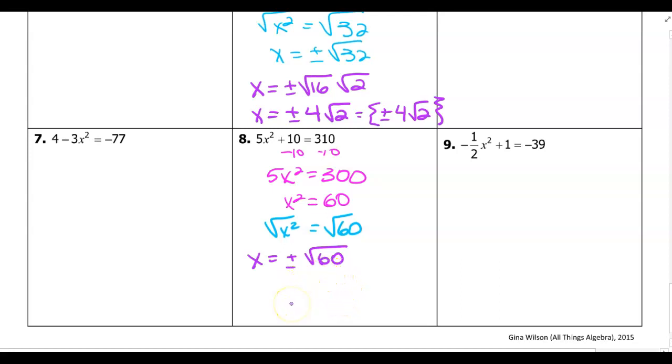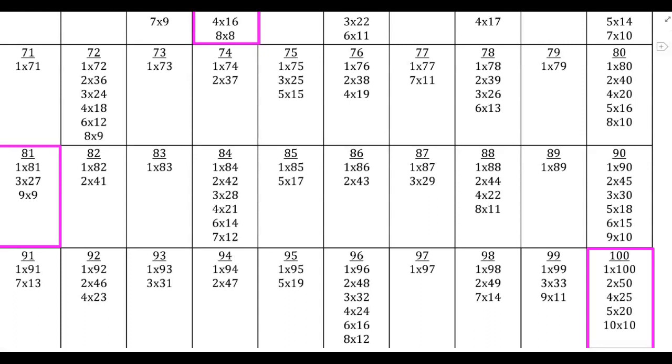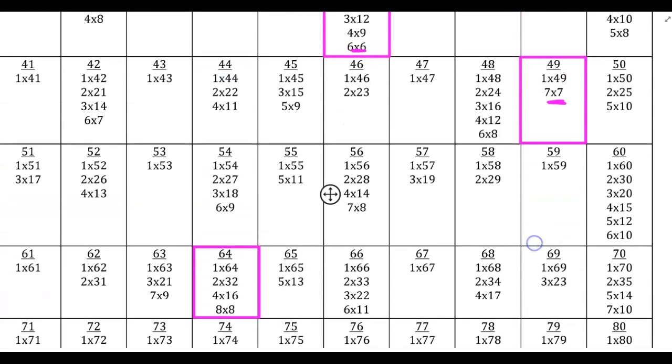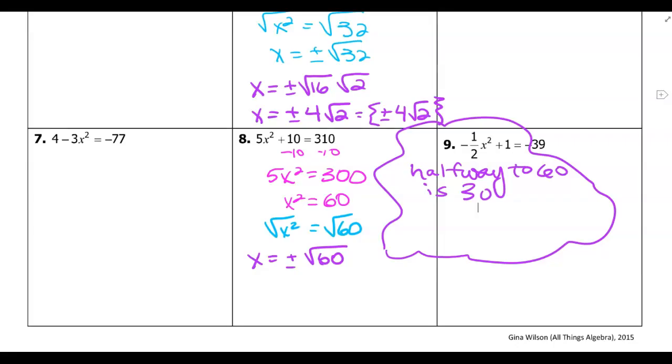So again, if you don't see that right away, you can do the guess and check method. Like I said, you could go halfway to the number. It's kind of like a trick. Go halfway to 60. Make my little thought bubble here. You'll have to do number 9, so don't write over it too much. So halfway to 60 is 30. So then I can start trying perfect squares up to 60. So that goes down to 49, 36, 25, 16, and 4.